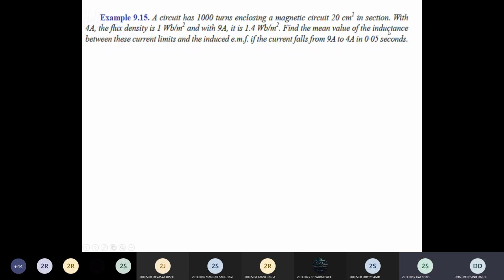L di by dt is equal to N d phi by dt. Yes, L is equal to N d phi by di. Okay, but here flux is not given. But flux density and area are given. Clear? So you can replace the flux by flux density and area. Clear?